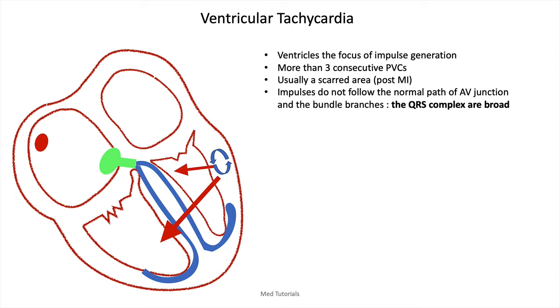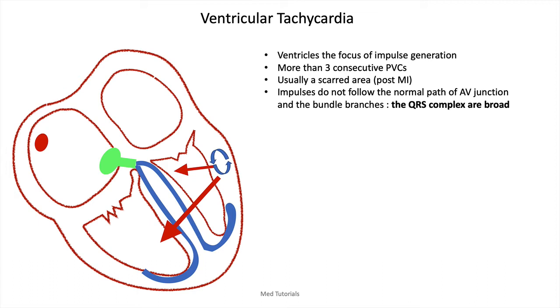So that is why the QRS complexes are broad. As you saw from the diagram, these impulses are generated and not transmitted through the AV junction and the bundle branches. To get a narrow complex QRS, you need transmission through the AV junction and the bundle branches.